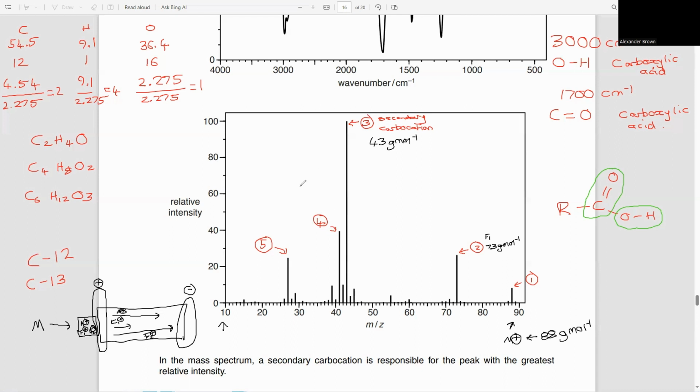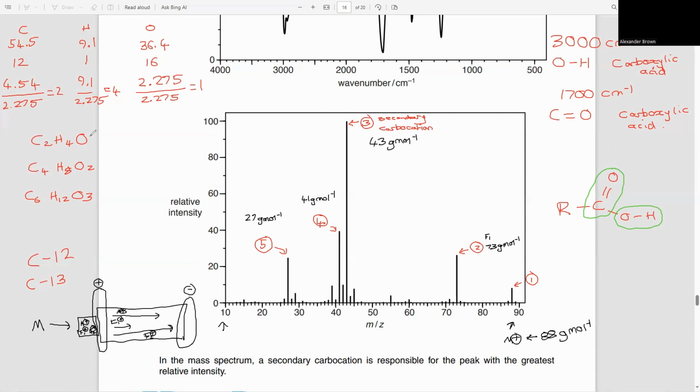Number 4 has a mass of 41 grams per mole. And peak 5 has a mass of 27 grams per mole. So the next thing I would do is, now let's look back at the possible options we had for the molecular formula of our compound C.